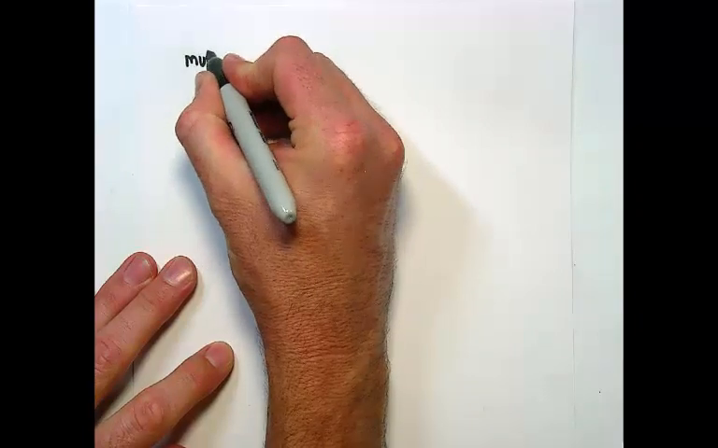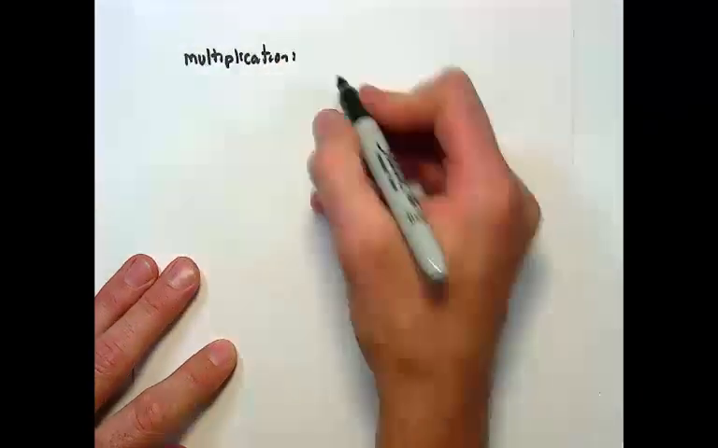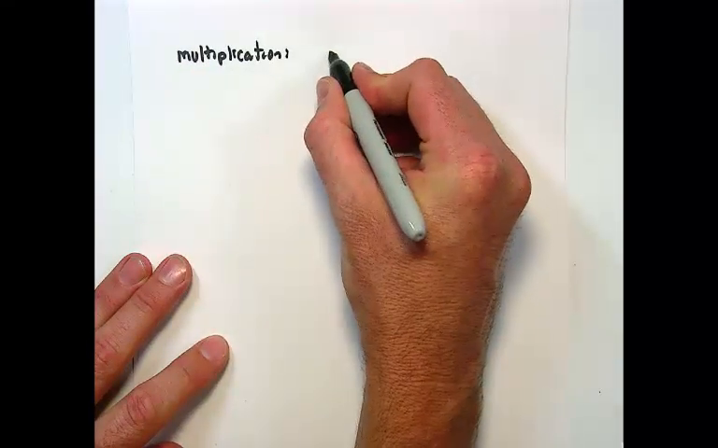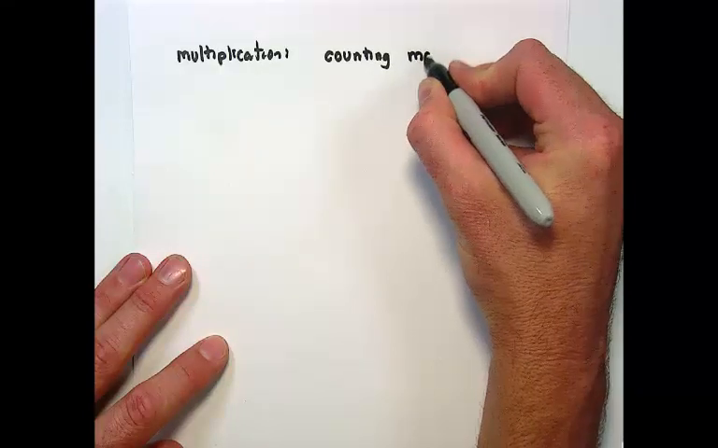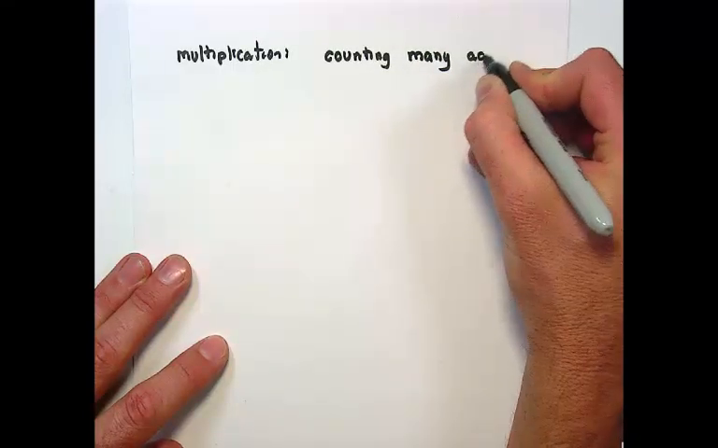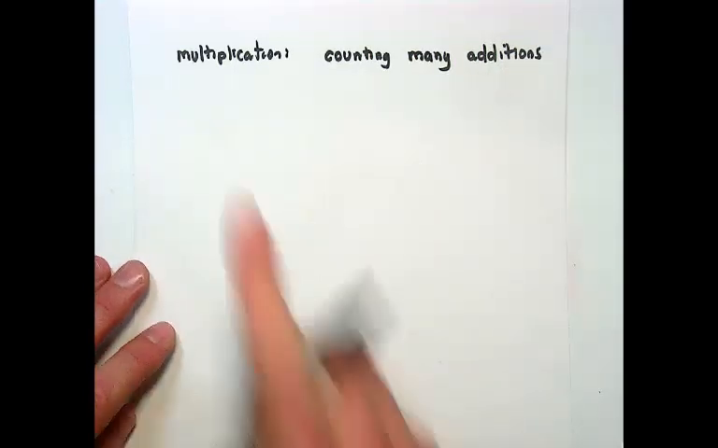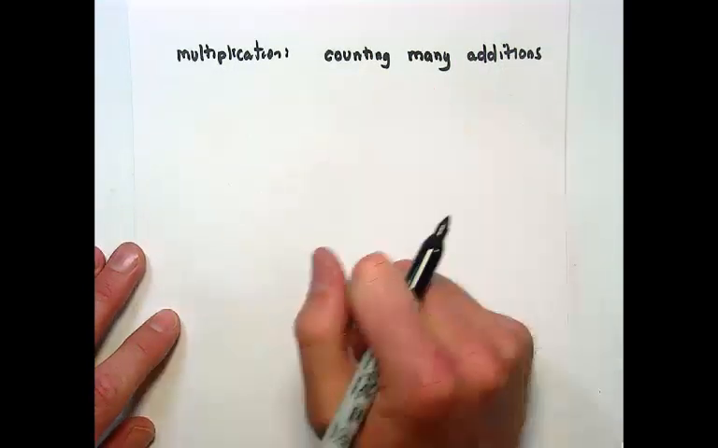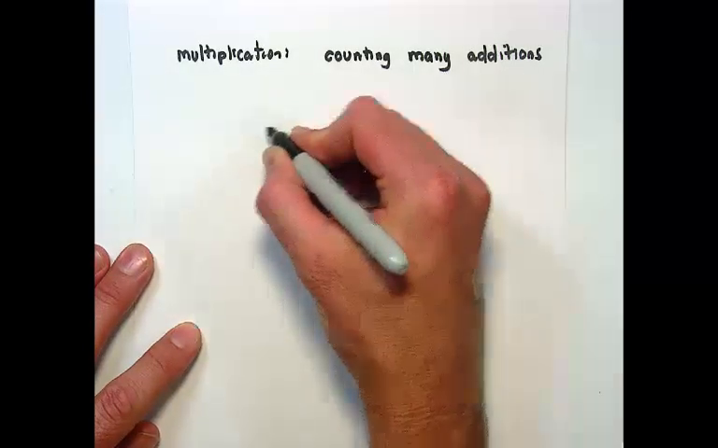The next one we're going to call multiplication. So this multiplication is actually counting many additions. The whole idea of multiplication is that we count a bunch of additions hidden inside. Let's take a look at what this actually plays out like in practice.